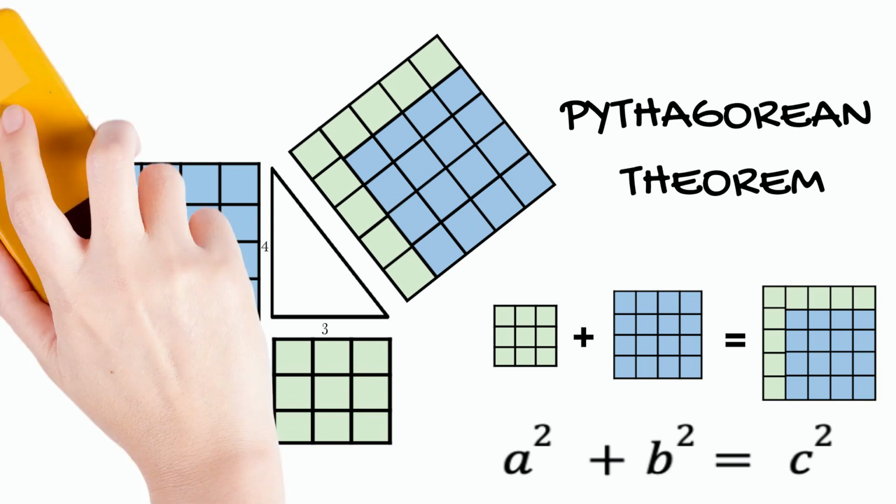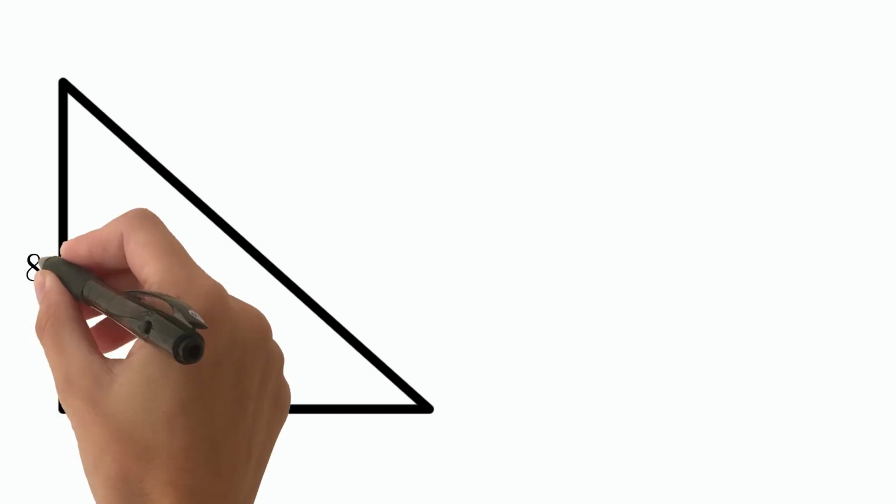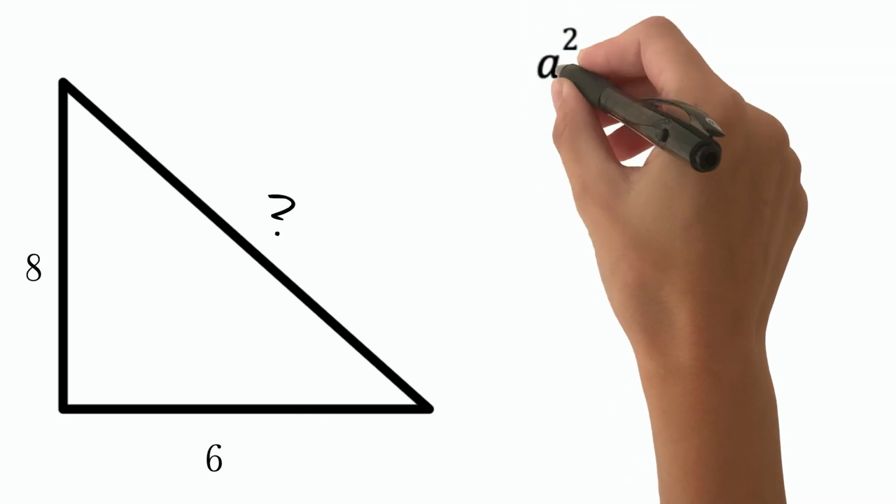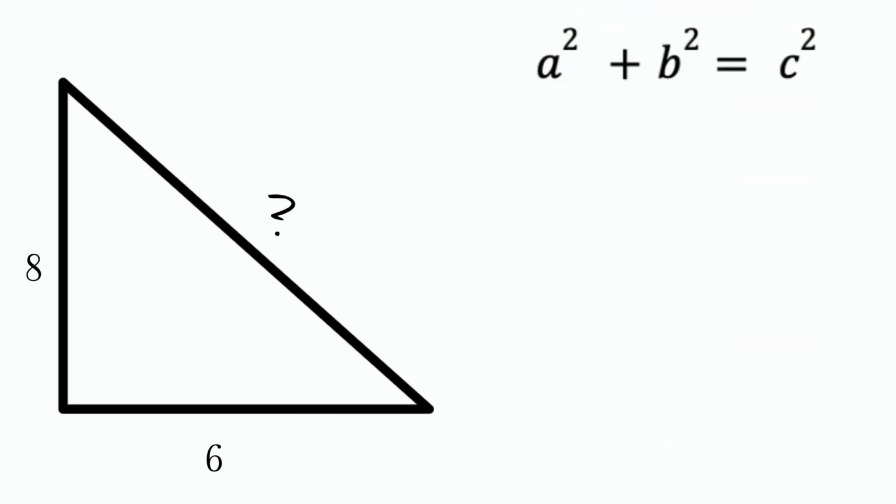Let's try it. Here we have a triangle whose leg A measures 8 units and leg B measures 6 units. Let's use the Pythagorean theorem to find the hypotenuse. First, let's start with writing down the theorem. A squared plus b squared equals c squared. Now let's substitute the information to solve.